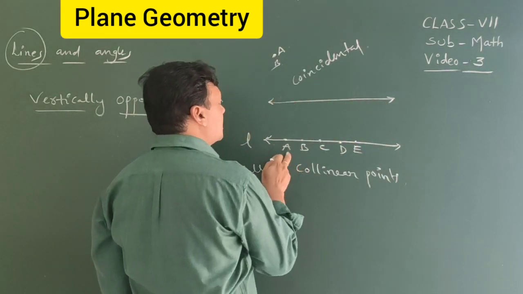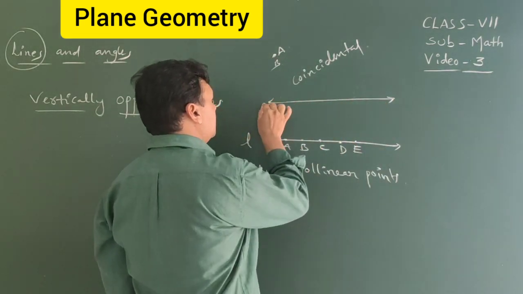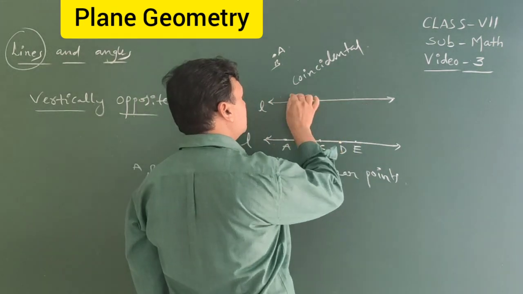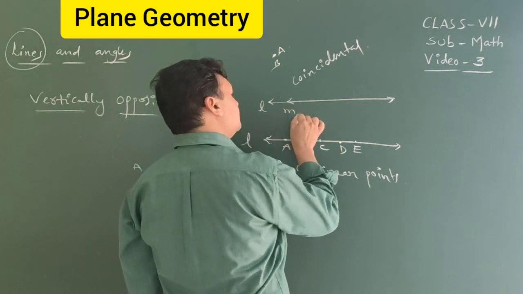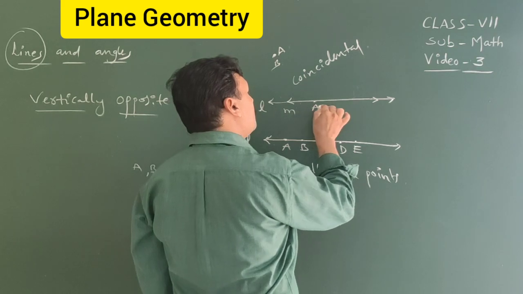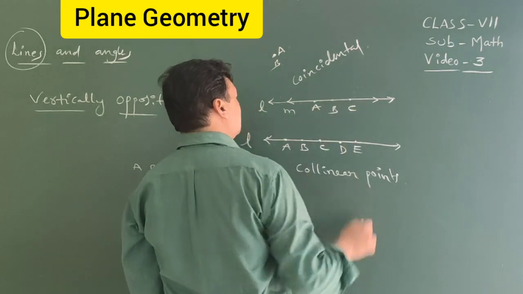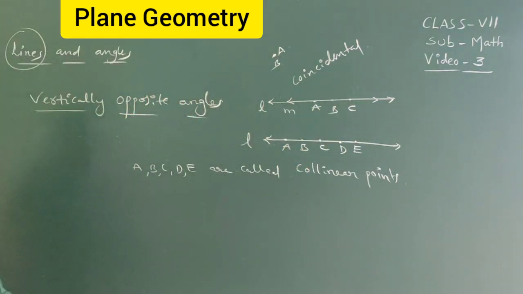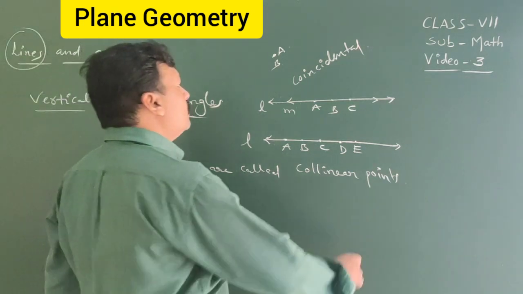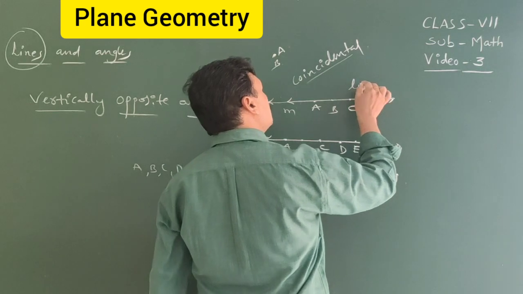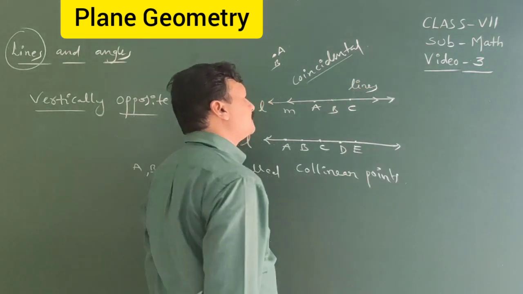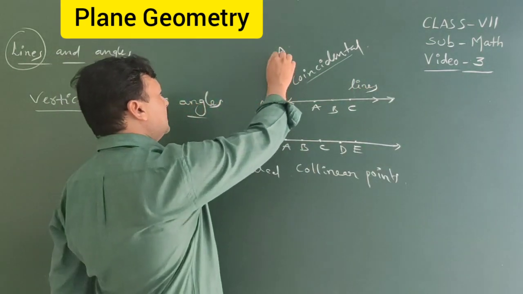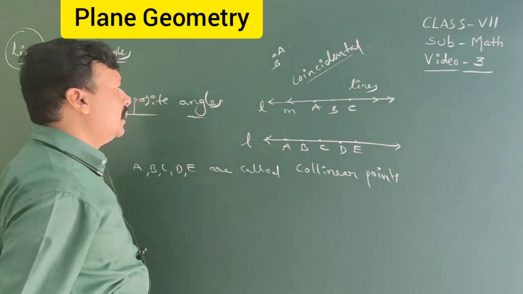Coincidental lines. The points which are lying on a line also belong to another line. Point A, point B and point C belong to L as well as M. Meaning the points which belong to L also belong to M. They are called coincidental lines. These are coincidental points. These are coincidental lines.